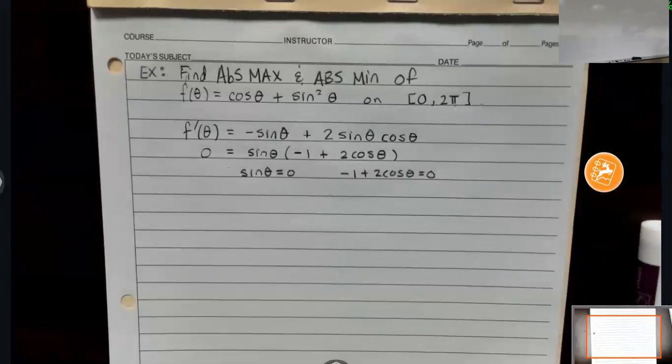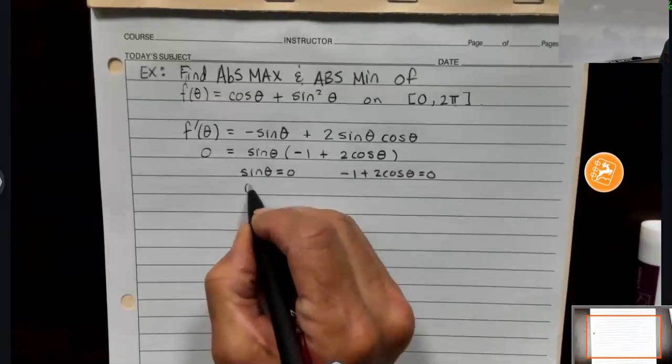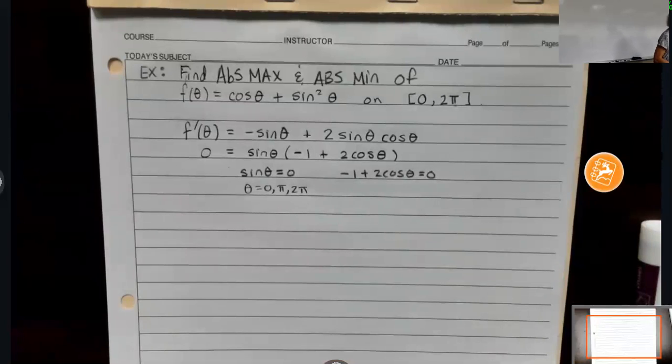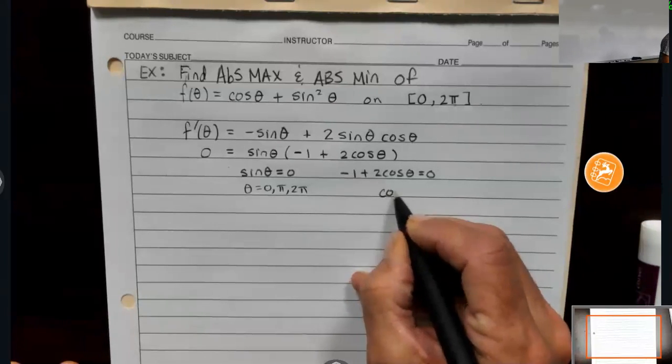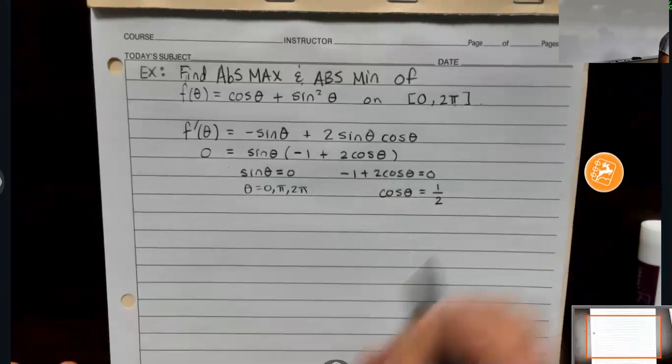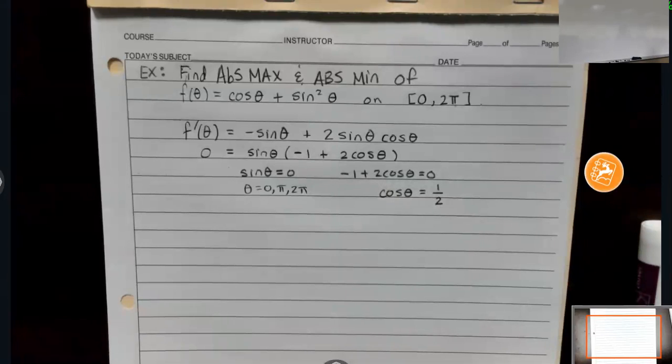Other than 0 and 2 pi, sine of theta is 0 when theta is pi, correct? So it gives me the 0 and the 2 pi that are the endpoints, but also gives me theta is pi. Let's solve the next factor for cosine of theta. So let's add 1, divide by 2. So 2 more critical numbers where cosine of theta is a positive 1/2.